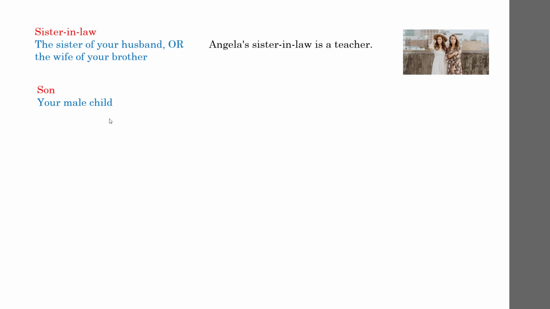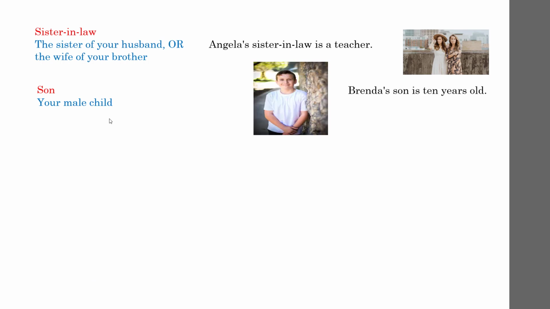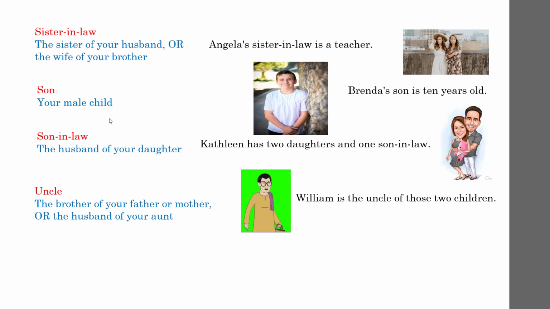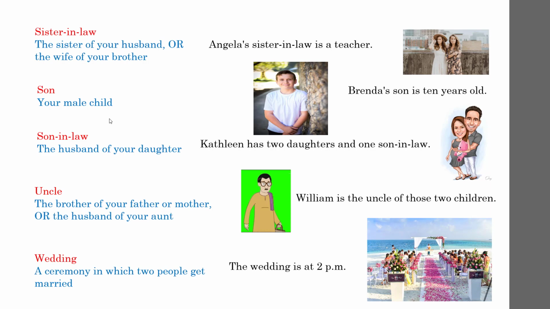Son. Your male child. Brenda's son is 10 years old. Son-in-law. The husband of your daughter. Kathleen has 2 daughters and 1 son-in-law. Uncle. The brother of your father or mother or the husband of your aunt. William is the uncle of those 2 children. Wedding. A ceremony in which 2 people get married. The wedding is at 2 p.m.